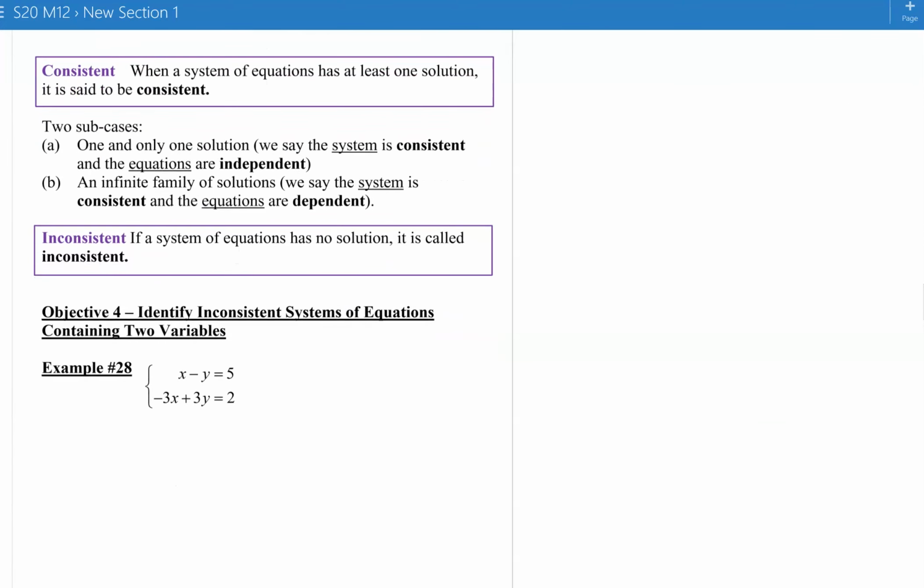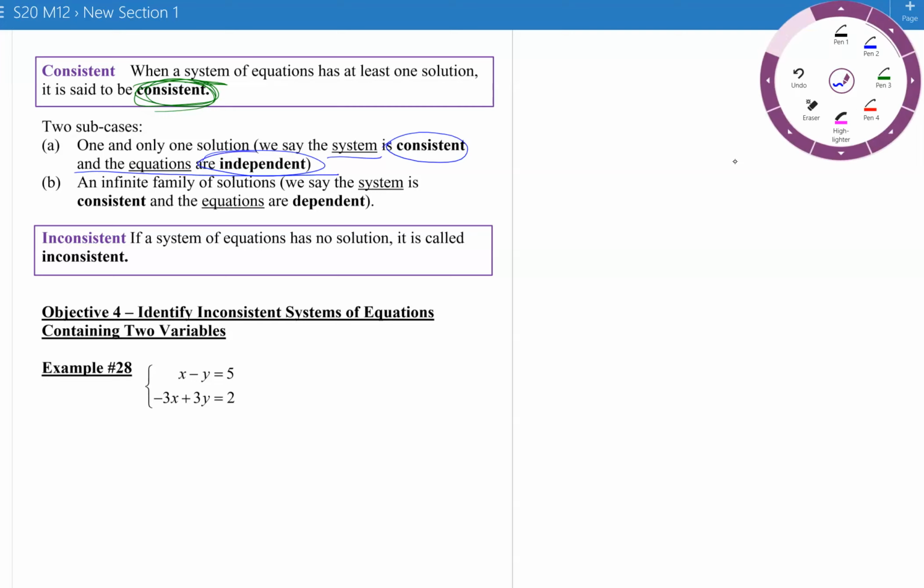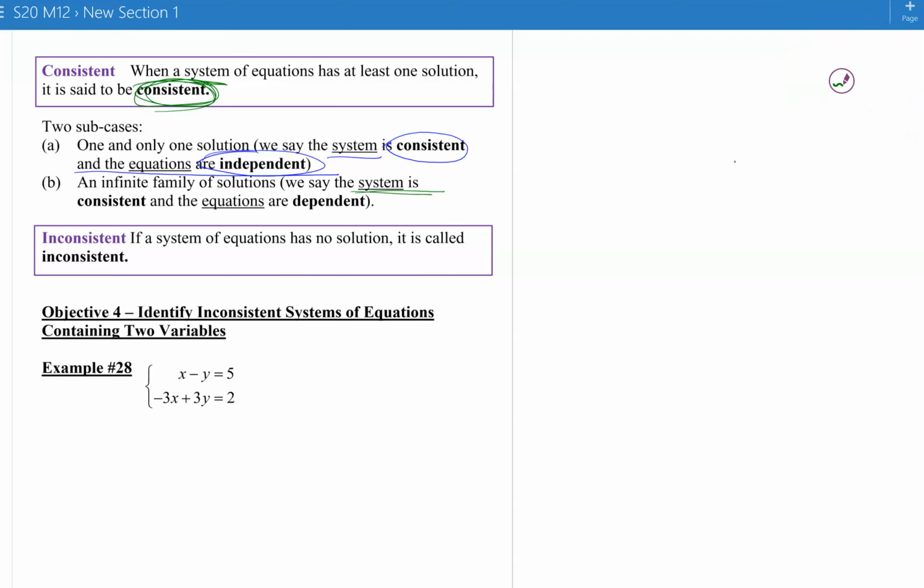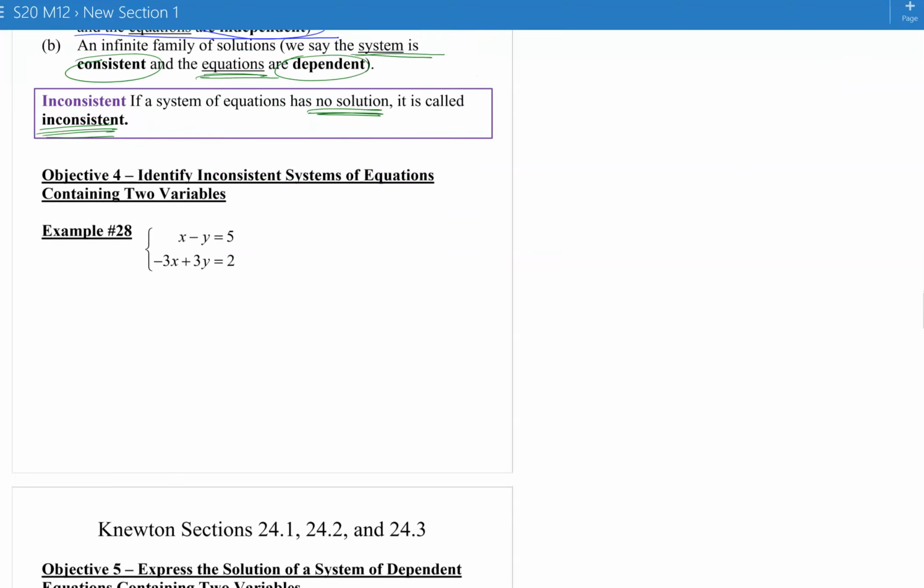So let's talk a little bit about the language of systems of equations. If a system of equations has at least one solution, then the system is said to be consistent. If there's one and only one solution, we say the system is consistent and the equations are independent. If we end up with an infinite family of solutions, we say the system is consistent, but the equations are dependent. And then the other possibility is if we have no solution, the system is called inconsistent. So we should be able to identify those.